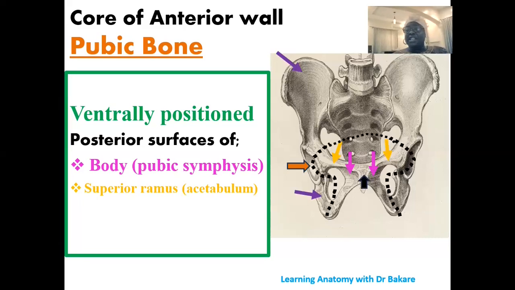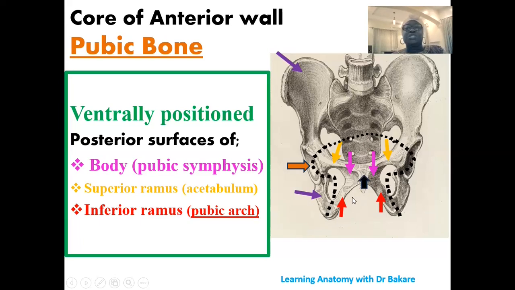Then inferiorly, you also have an extension from the body, and this is the inferior ramus. And this is what is seen to be arrowed here in red on one side. Then you have another inferior ramus on the other side. The two inferior rami, which of course are inferior extensions from the body of the pubic bone, are also seen to contribute to the formation of the anterior wall of the pelvic cavity. But specifically, it is the posterior surface of the inferior rami that is seen to contribute to this formation.